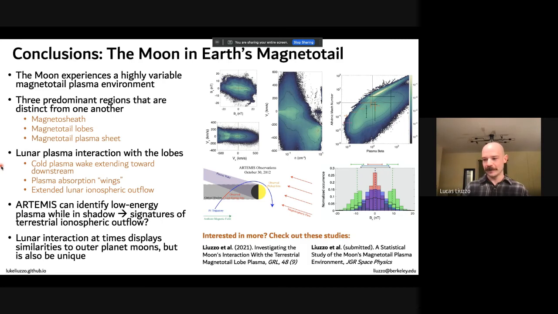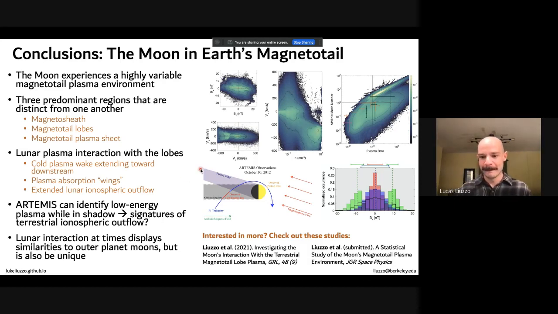It's tricky to tell with Artemis because it's hard to back out composition based just on the instrumentation there. But it could be something that's happening that Artemis was able to observe. And I've also shown that, even though the moon is so much further and exposed to this unique plasma environment, there's also similarities to what we see at Jupiter and Saturn's moons as well. So all this to say, the Artemis data set is a rich data set. We have a ton of data that we really should be using to explore more about the moon's environment when exposed to Earth's magnetosphere. And that's all I have.